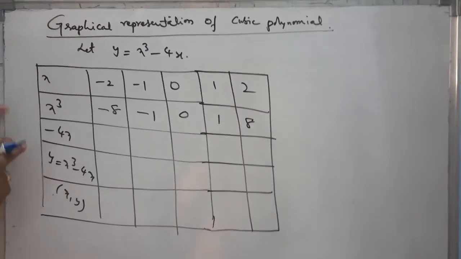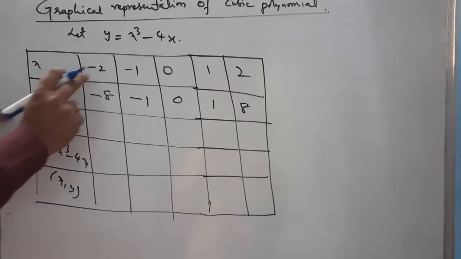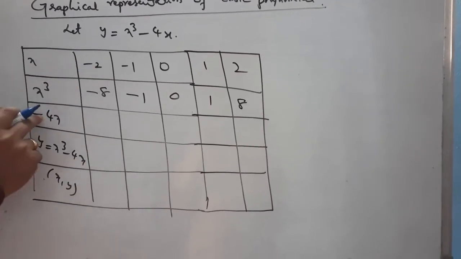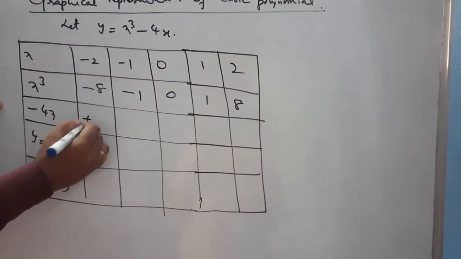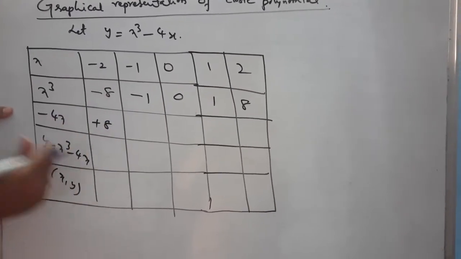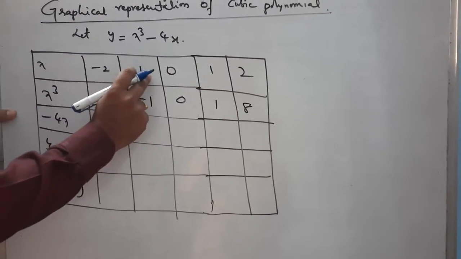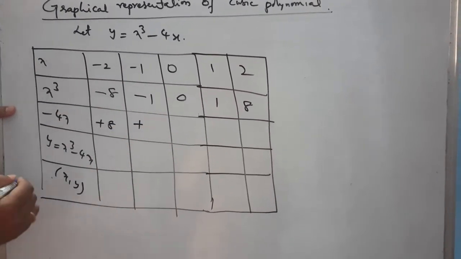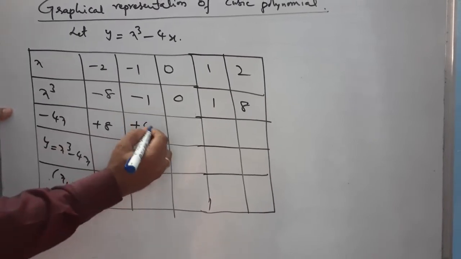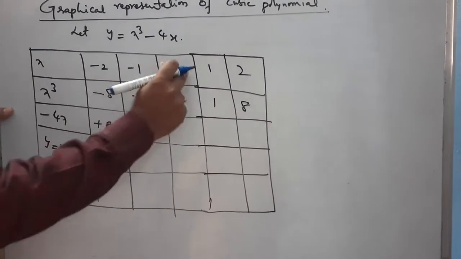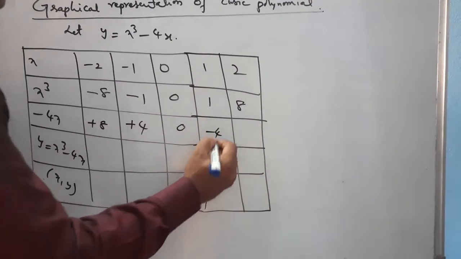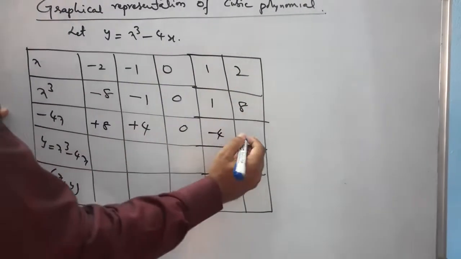Now minus 4x. Minus 4x means minus 4 into minus 2. Minus into minus is plus, 4 twos are 8. Here minus 4 into minus 1: minus into minus is plus, 4 into 1 is 4. Minus 4 into 0 is 0. Minus 4 into 1 becomes minus 4. Minus 4 into 2 becomes minus 8.